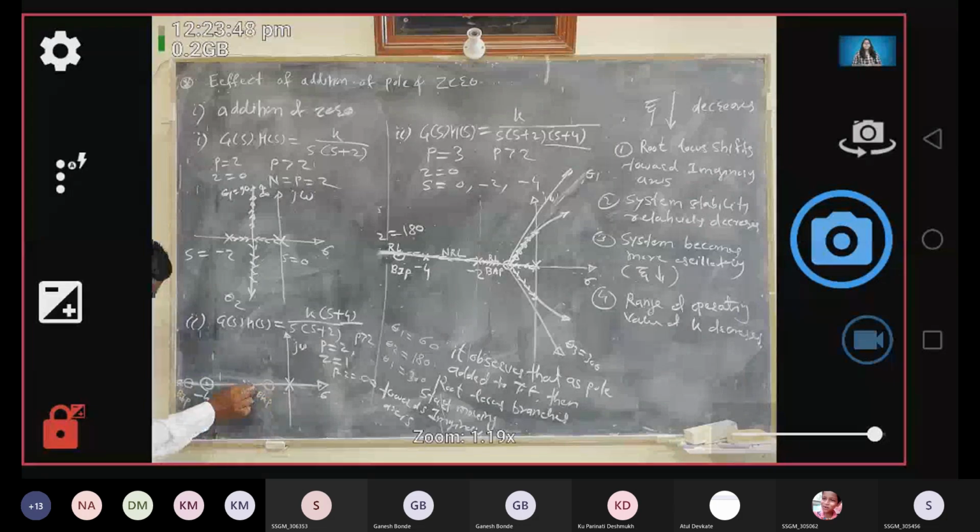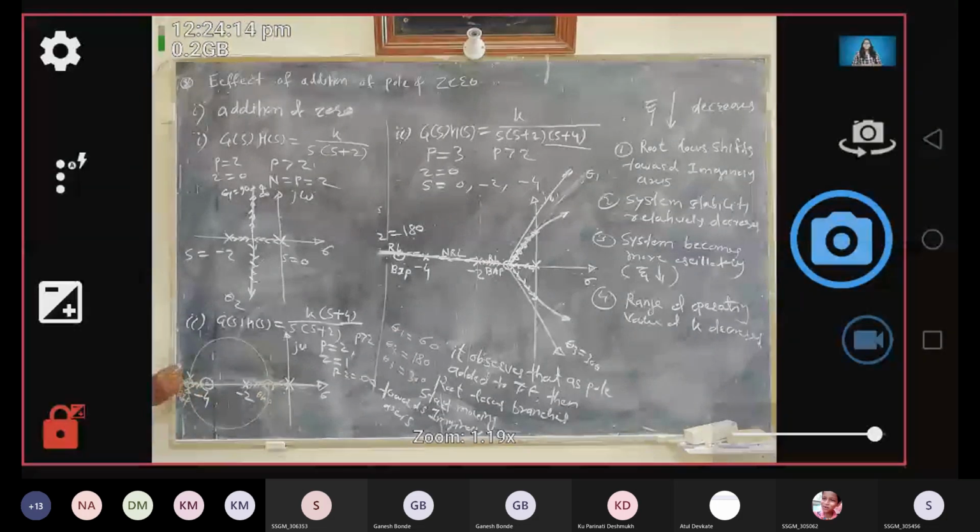One root locus branch may start here, the second root locus branch starts here, and then over there it may break and start like this. Over here again this branch may start like this. So one branch may terminate on the open loop zero, another branch may terminate on virtual infinity. So this is the nature of the root locus for the addition of zero.